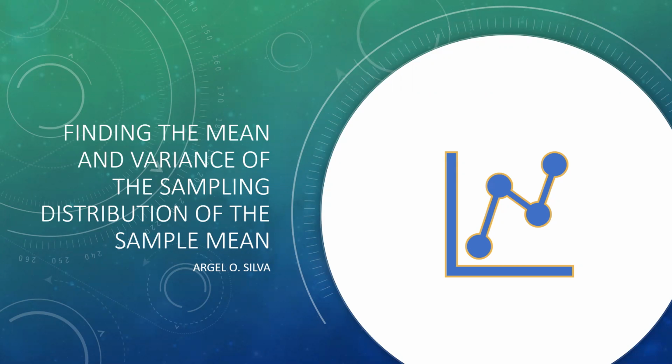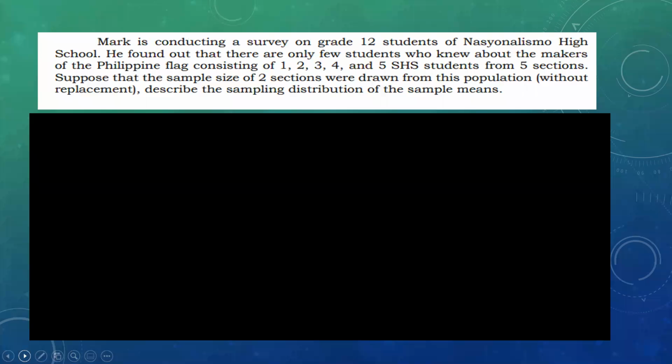Okay, so let's have an example. So medyo mahaba-haba ito. Okay, tandaan natin, 6 ang hahanapin natin. Ano yung 6 na yun? Yung 6 na yun ay yung mean, standard deviation, and variance of the population, and the mean, standard deviation, and variance of the sample. So let's have this problem.